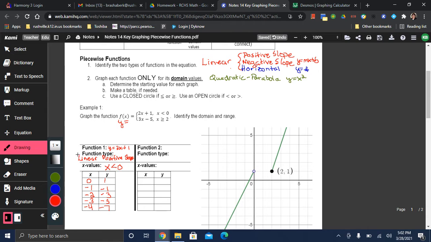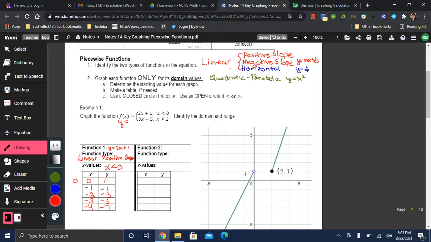Now, this is a less than, so when this part of the graph gets done, it's going to have an open circle. So what I want you to notice in your choices here is that this part of the graph has an open circle at 0, 1. So at 0, 1, we have an open circle.